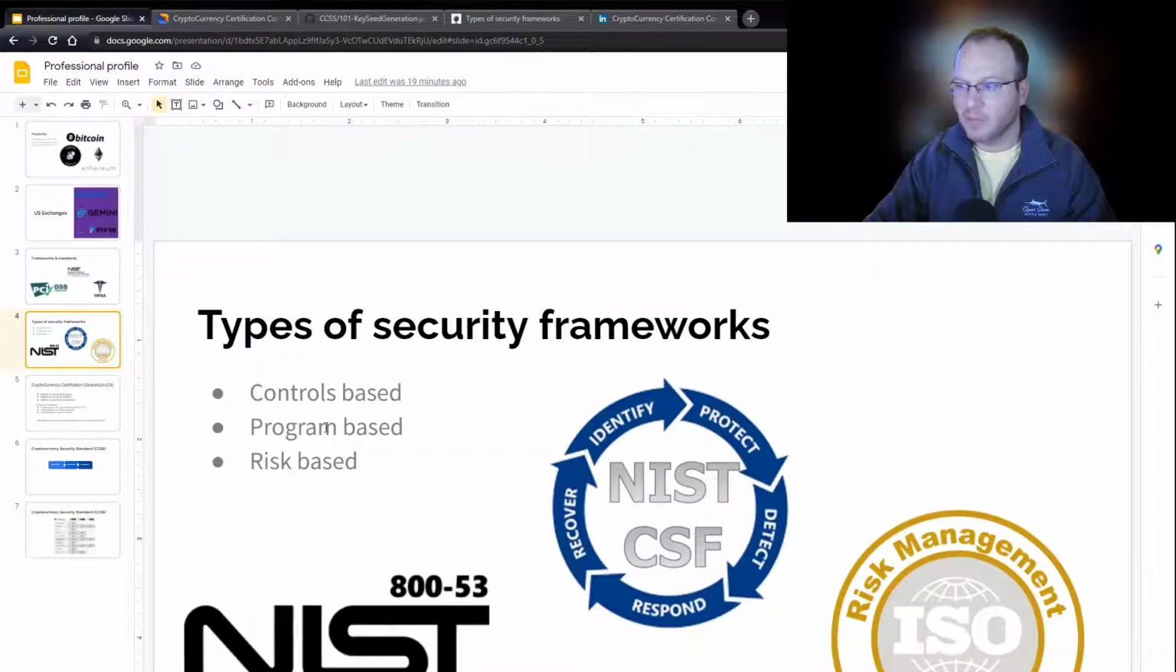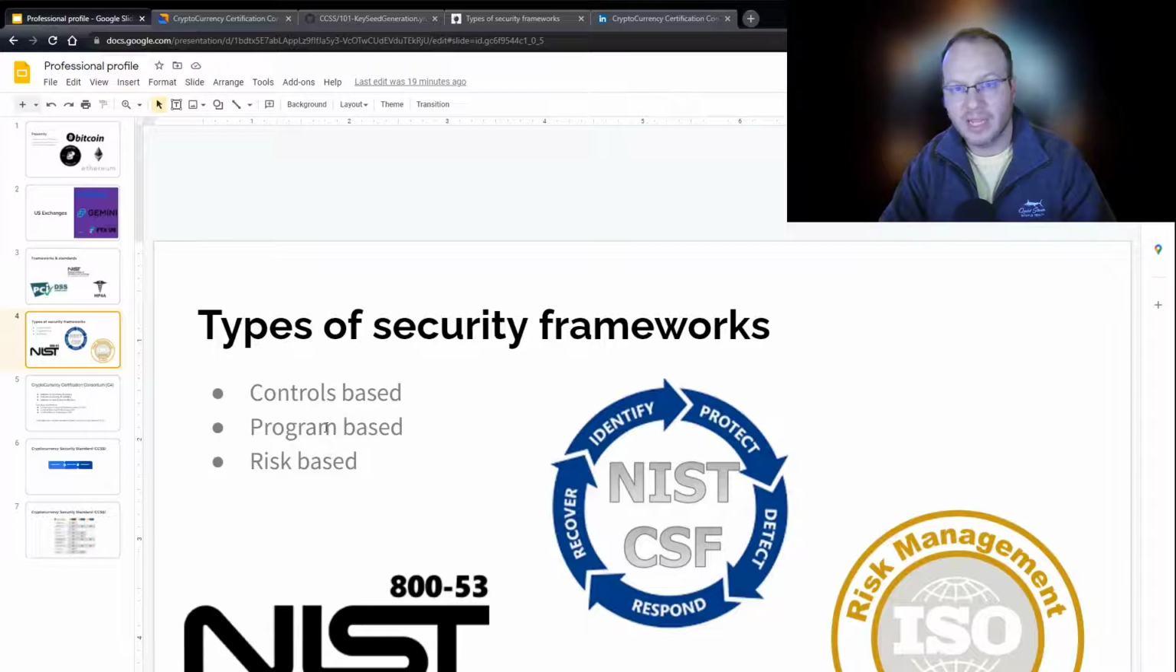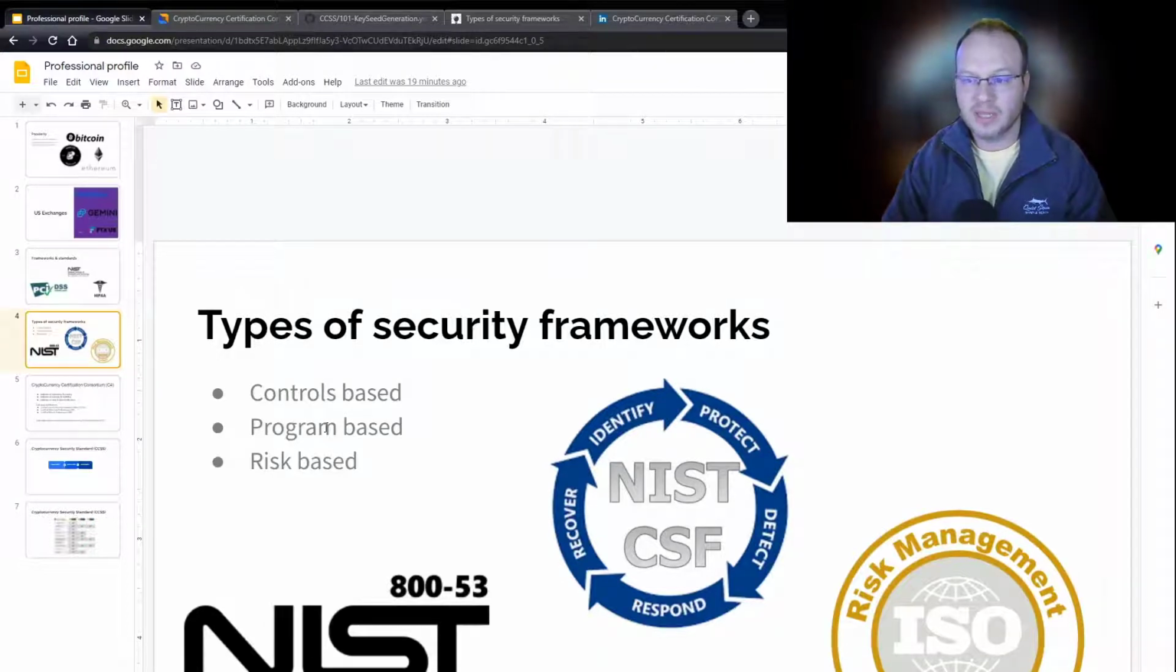Like I was saying, we've got a variety of control frameworks. And in this video, we're talking about the industry's first crypto security standard. So what specifically is this? This is more of a control framework, and I'm going to dive into that below.